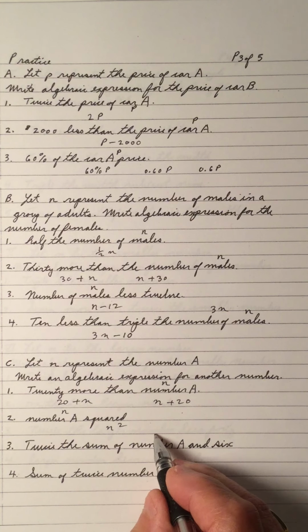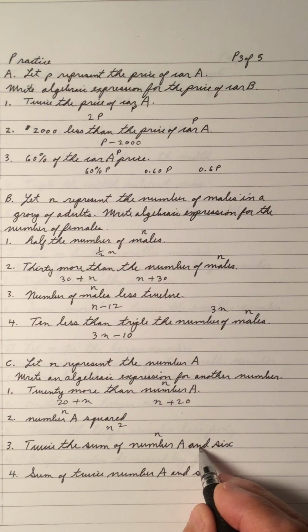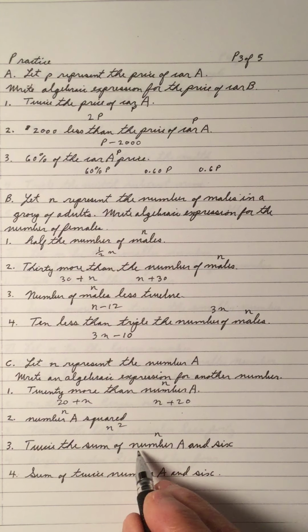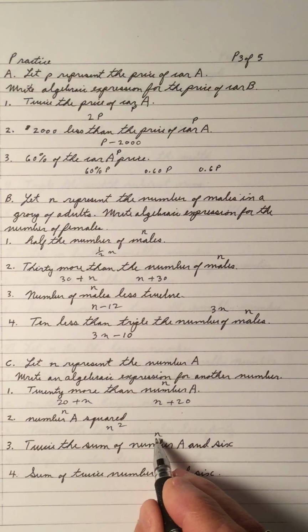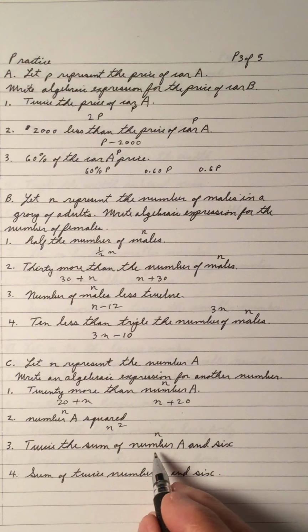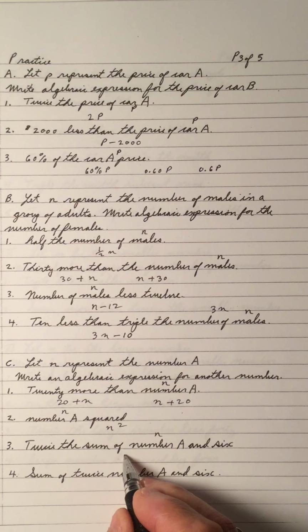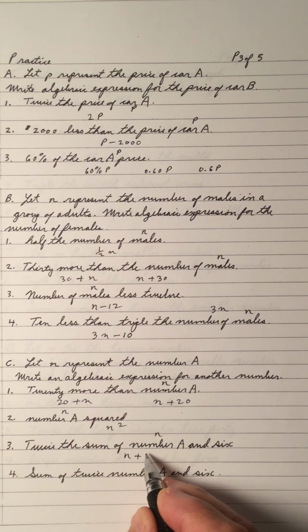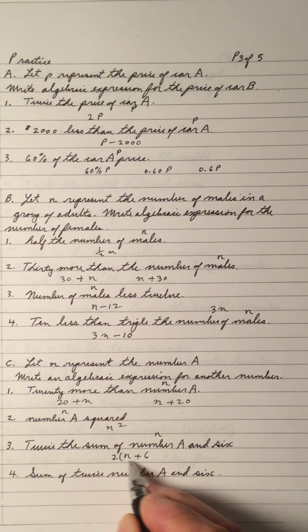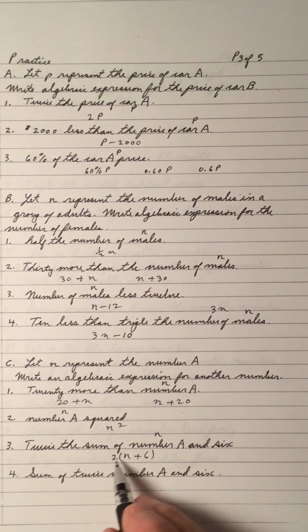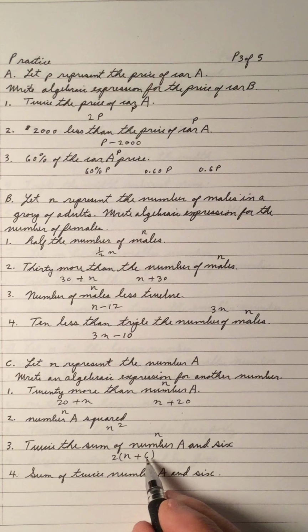Twice the number A and 6. The number A is N, so twice the sum of the number A and 6. So the sum is N plus 6, and twice that is 2 times in brackets, 2 times N plus 6.